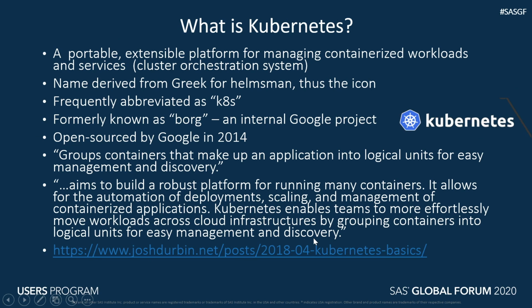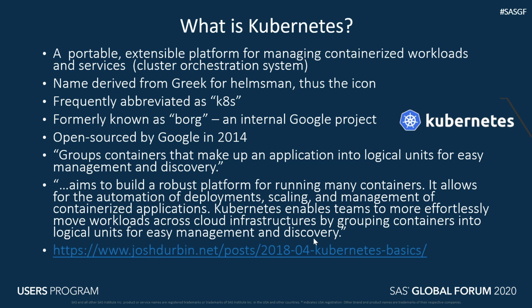So what is Kubernetes? Kubernetes is a portable, extensible platform for managing containerized workloads and services. A little bit of a mouthful there, but it's a cluster orchestration system. It's designed to help manage all of the different containers and clusters in Kubernetes environments. Frequently, it's abbreviated as K8s. It's derived from the Greek for helmsman. That's the icon, the ship's wheel. K8s refers to the 8 characters between the K and the S, the first and last letters. This is becoming a stylistic way to refer to these applications.